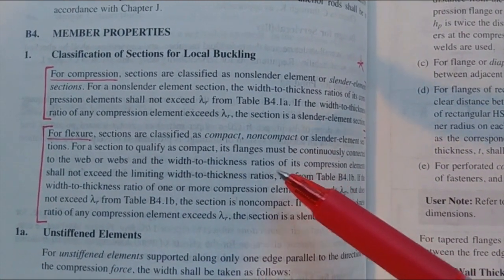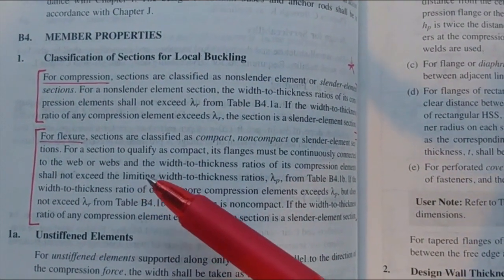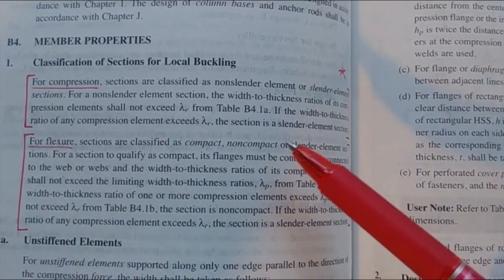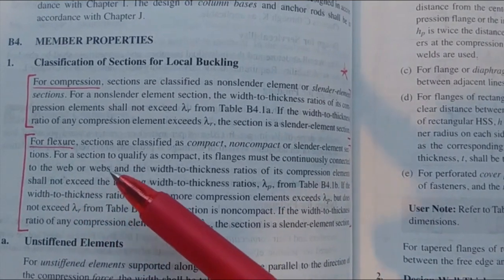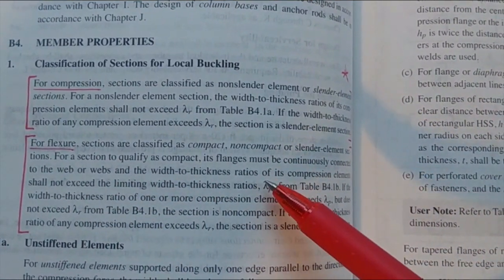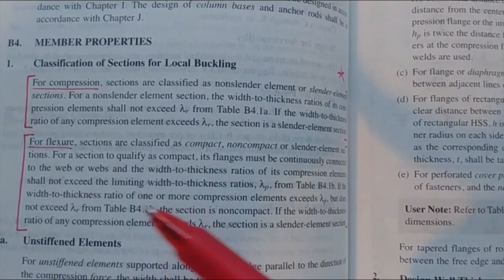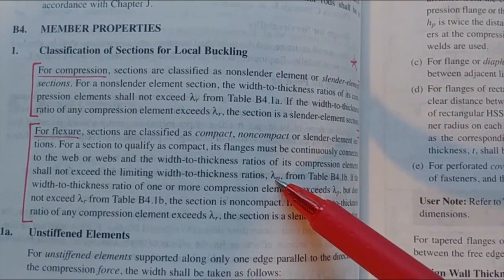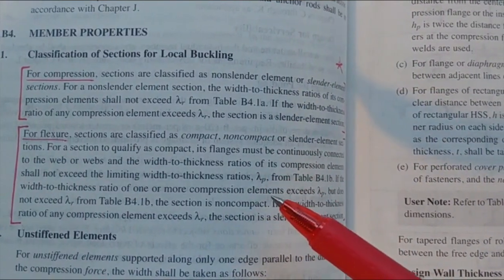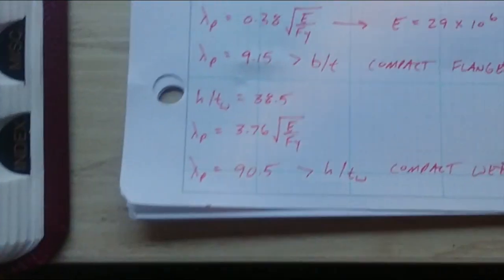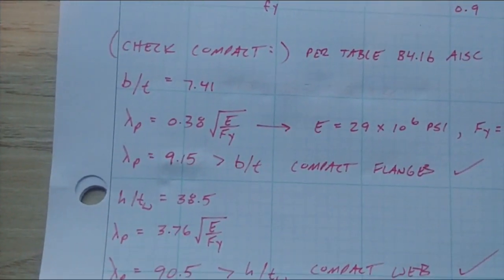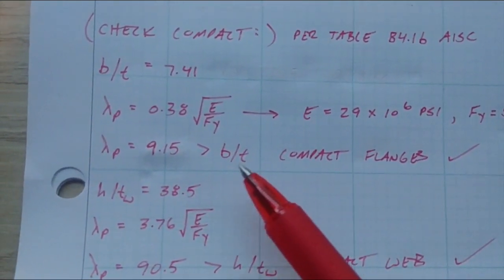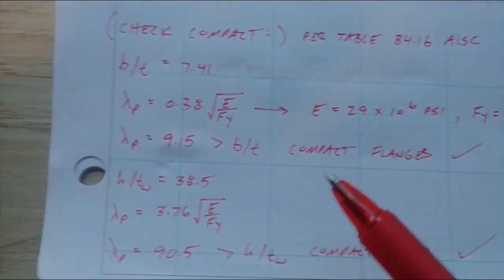But if we go back a little bit, let's see. Its flanges must continuously be connected to the web or webs, and the width to thickness ratios of its compression elements shall not exceed the limiting width to thickness ratio, lambda P. That means it would be compact. So lambda P is greater than b over t. So we know our flanges are compact.